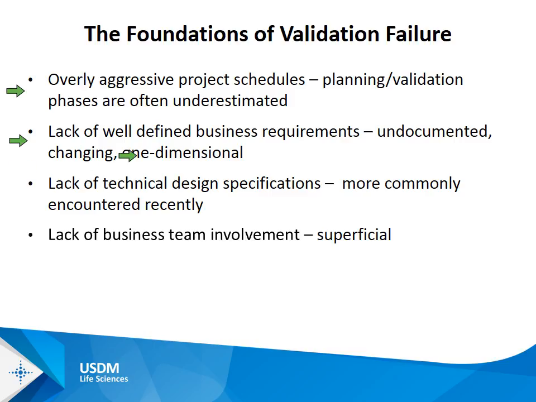Lack of well-defined business requirements. Often that's an outcome of the aggressive project schedules. People may have a very large wish list. It may not have been very thoroughly vetted. It may be unrealistic. They may not be well documented. They may constantly be changing. And that all complicates not only system development, but of course the validation. We'll talk about agile system development methodology and how that's often a weak point for that approach.